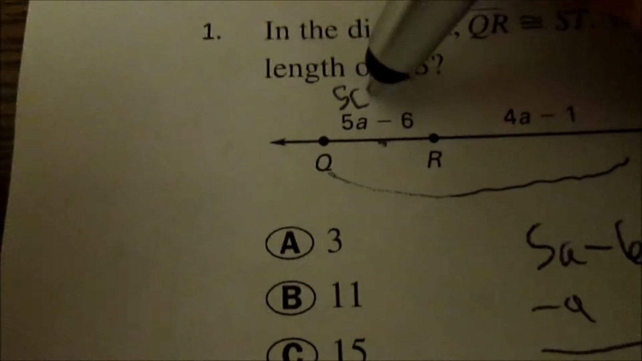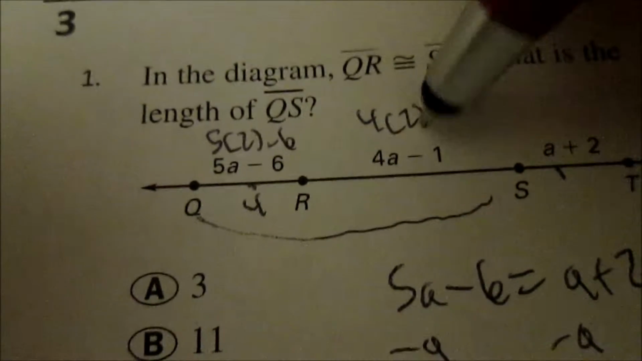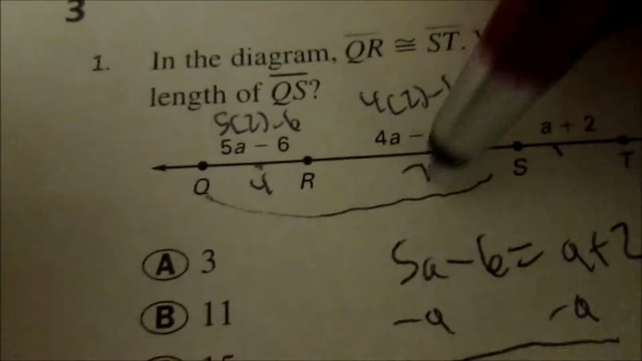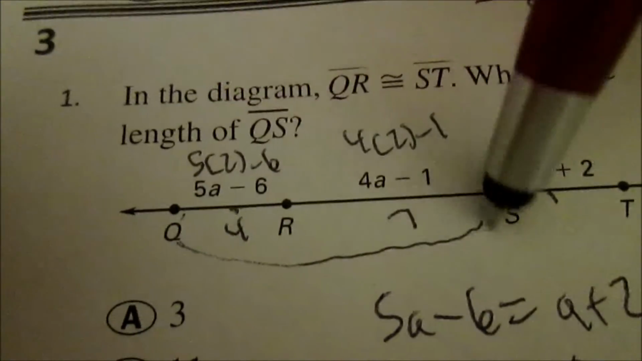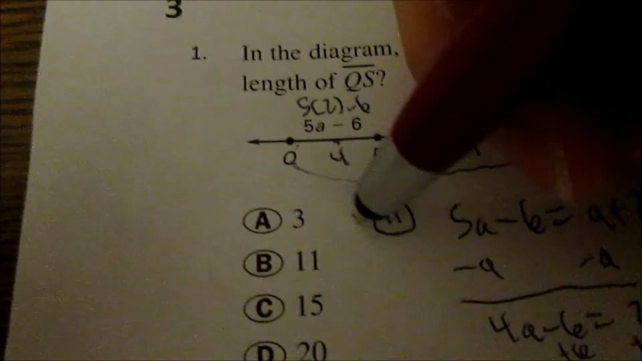I need to find out what each of these parts are. So 5 times 2 minus 6. 5 times 2 is 10, minus 6 is 4. Here, 4 times 2 minus 1. 4 times 2 is 8, minus 1 is 7. Well, I just need to know what this is, QS. So I add 4 plus 7, and I get 11. That's my answer. Next question.